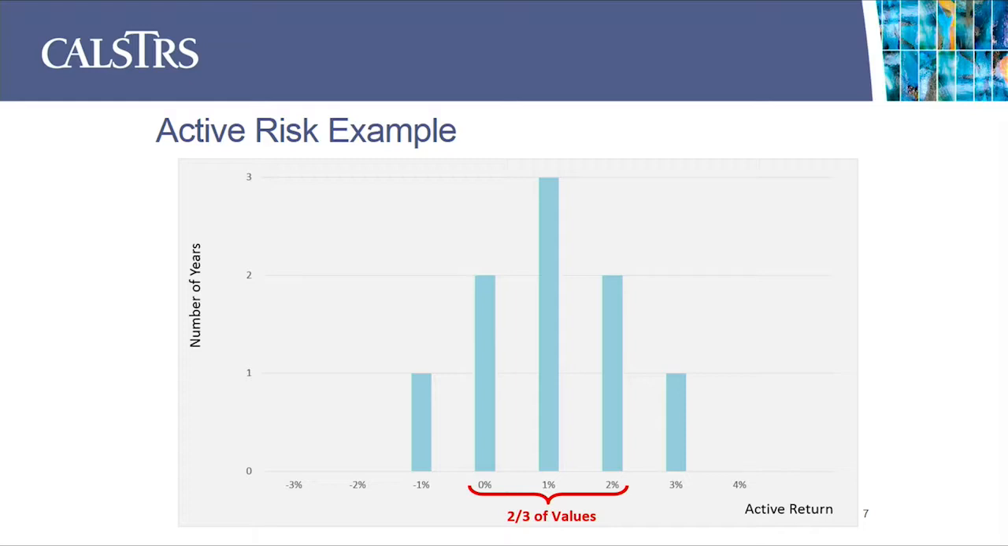In this example, active returns are centered around an average value of plus 1%, and 2/3 of the active returns are between 0 and 2%. As Scott mentioned, active risk is also known as tracking error, because it measures how closely portfolio returns are tracking benchmark returns over time. Next, David will provide some actual examples.